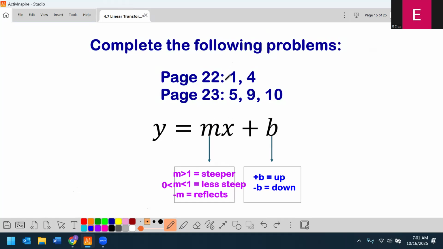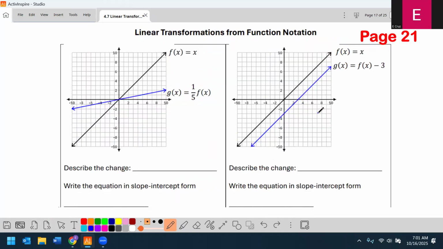All right, so you should have finished those 5 problems. Now in the second part of the video, we're just looking at page 21. It looks the same, but the equations look different. Right here, I have f of x, and then right here, I have 1 over 5 f of x. You just have to know that in function notation, we have f of x. The way it's written is different, but the number at the beginning of your equation, right after your equal sign, that's the slope. That's m. And remember, if it's a number less than 1, it makes it less steep, which you can see from the graph. It's flatter, less steep.